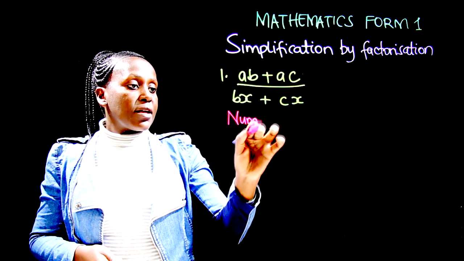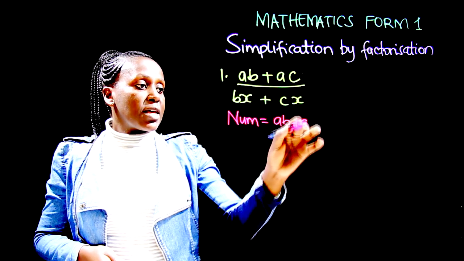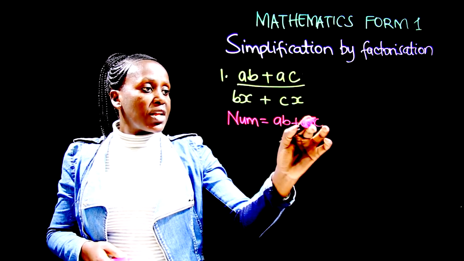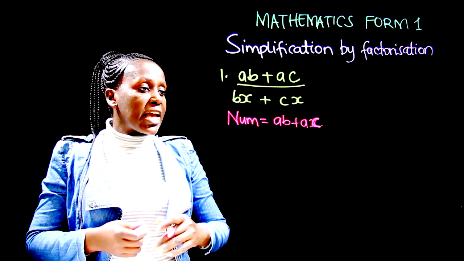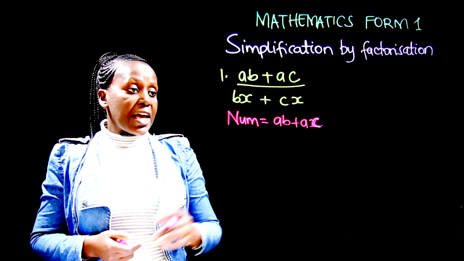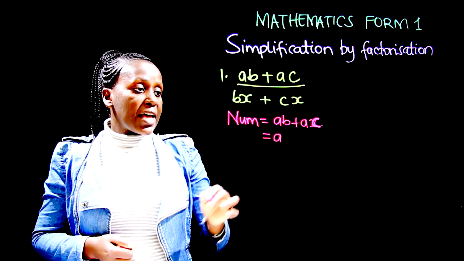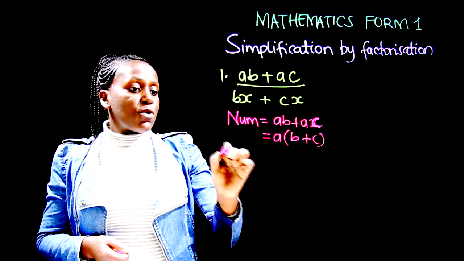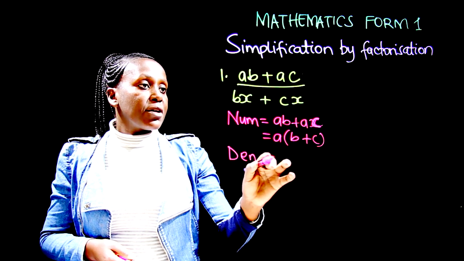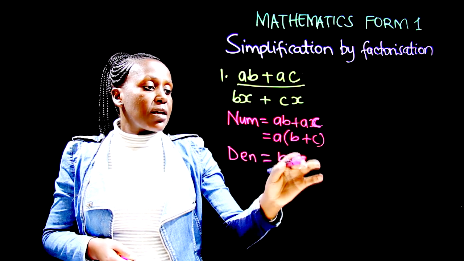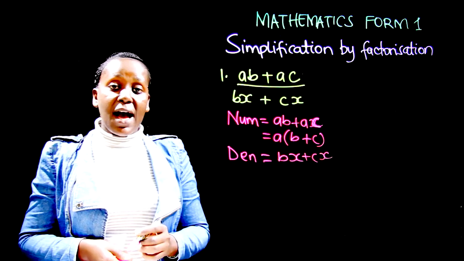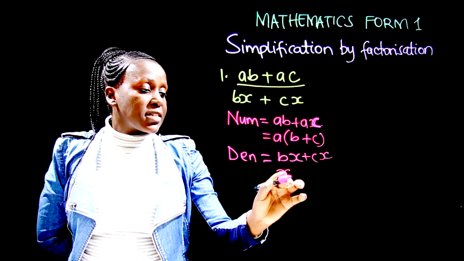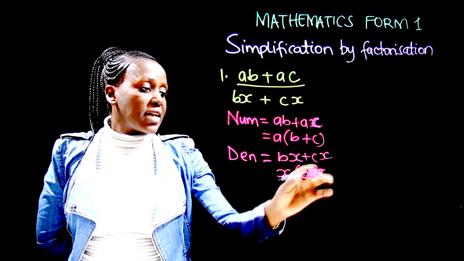So the numerator here is equal to AB plus AC. So looking at AB and AC, do we have any letter that is common? We have A, which is common. So if you factor A out, we will have B plus C. Then looking at the denominator, we have BX plus CX. Do we have a letter that is common? X is common. So if we factor X out, we will have B plus C.